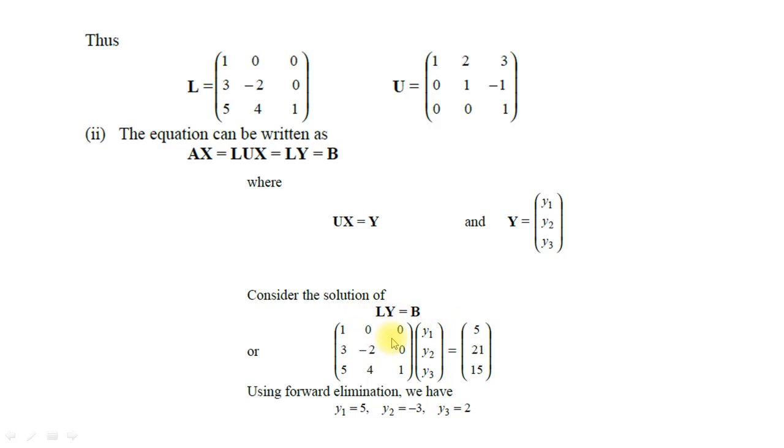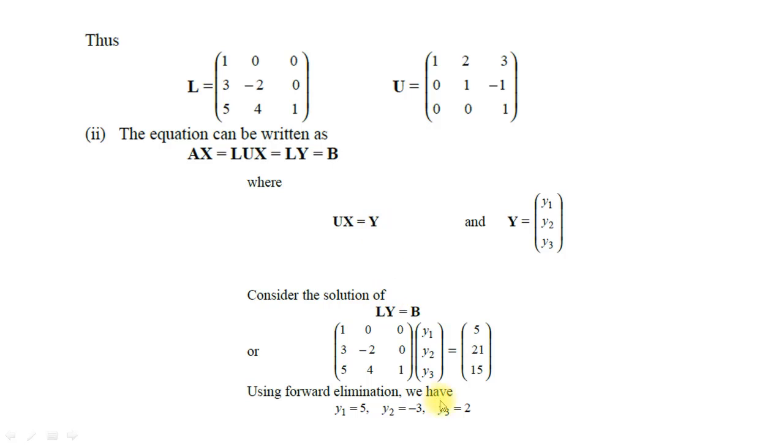You see over here, this is the lower triangular matrix, this is the Y column matrix, and this is the matrix B. Now by multiplying and by using forward substitution, we obtained Y1 is equal to 5, Y2 is equal to -3, and Y3 is equal to 2.